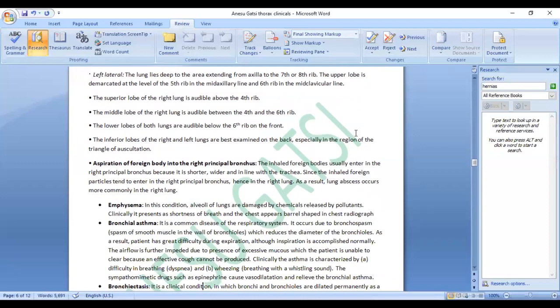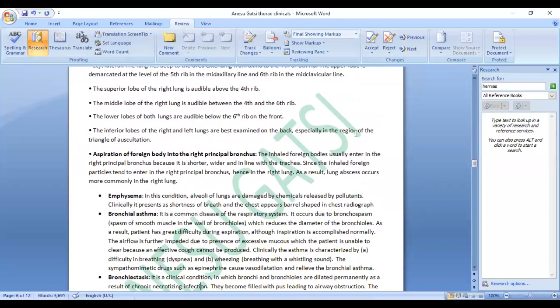Then you have a condition known as emphysema. Emphysema may cause a spontaneous pneumothorax if you have rupture of a bulla, the permanent air-filled spaces that are found in the lung in this condition. The alveoli of the lungs are damaged by chemicals released by pollutants. Emphysema clinically presents with shortness of breath, and the chest appears barrel-shaped in a chest radiograph.